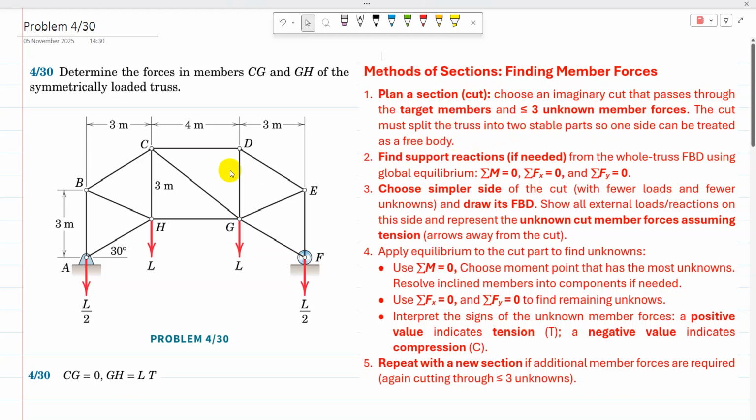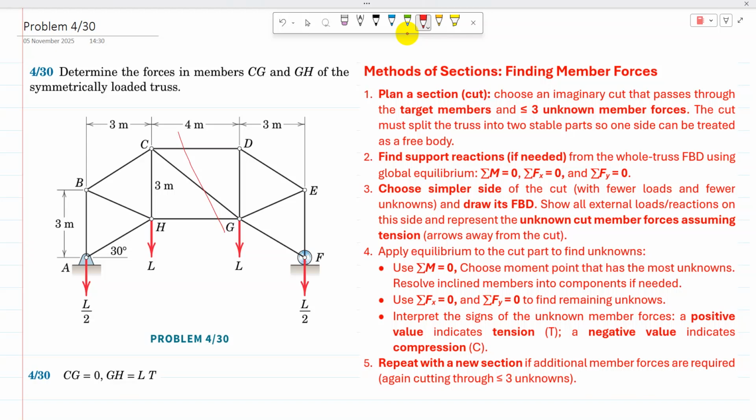The cut passing through the target members, which are CG and GH, should be perpendicular to CD and GH. So the possible cut is somewhere there. Like this, the cut is going to pass through CG and GH.